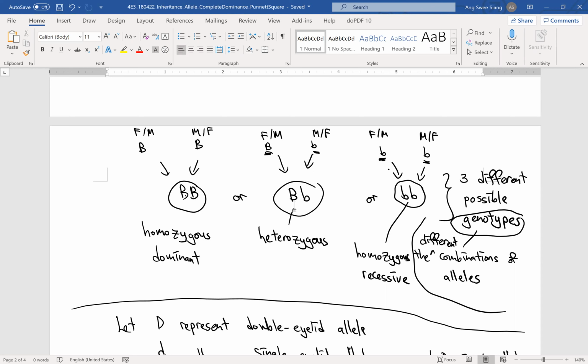For instance, the brown allele is dominant over the blue allele. So if a person has a heterozygous genotype, the brown allele will express itself, sorry, I made a mistake earlier. So the person will have brown iris. The blue allele is recessive, so it will not be expressed in the phenotype.